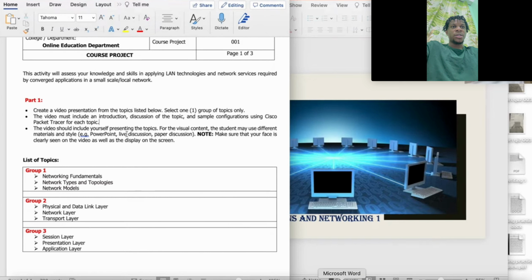For the visual content, the student may use different materials and styles, e.g. PowerPoint, live discussion, paper discussion. Note, make sure that your face is clearly seen on the video as well as the display on the screen.